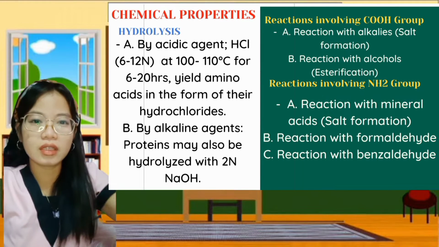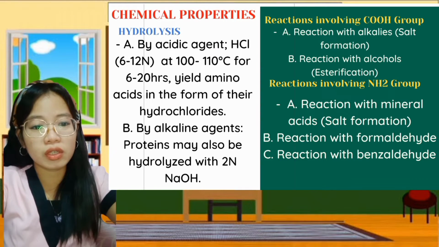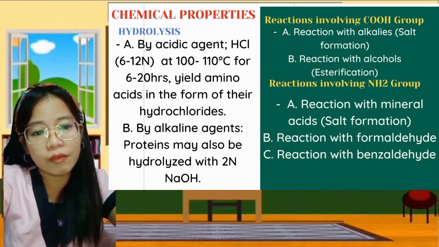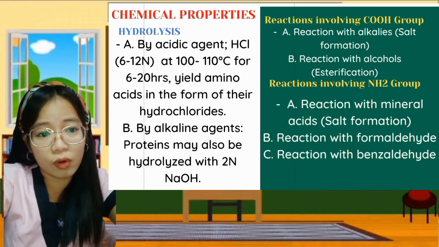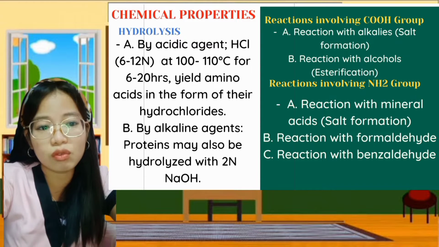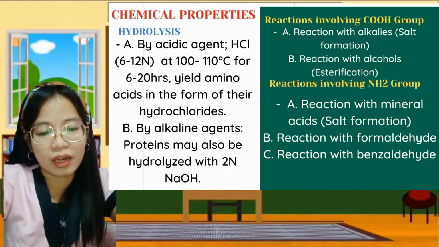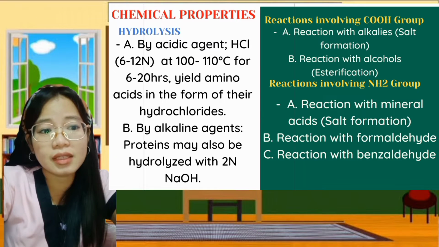So here are the reactions involving the NH2 group or amide group. So the reaction with mineral acids is there will be a salt formation, and in the formaldehyde there will be hydroxymethyl derivatives that are formed. And ano ba yung hydroxymethyl na mga derivatives na yan? So it is the biosynthesis groups of amino acids including purines, etc. And then in the reaction with benzaldehyde, Schiff bases are formed.